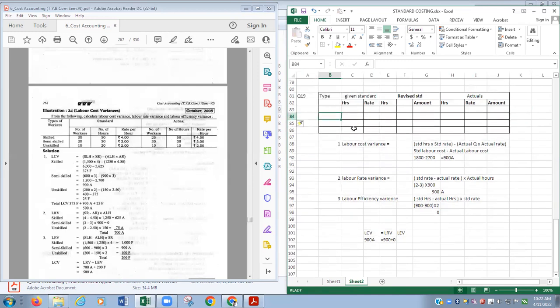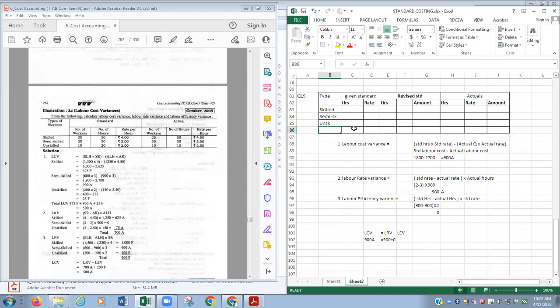So there are 3 types of labor, and write this in the table: skilled, semi-skilled, and unskilled. Okay. In fact, they have given us the table.